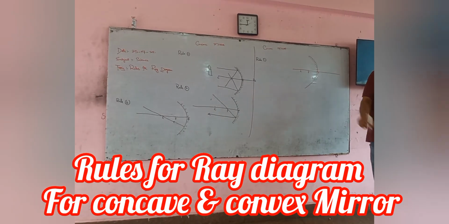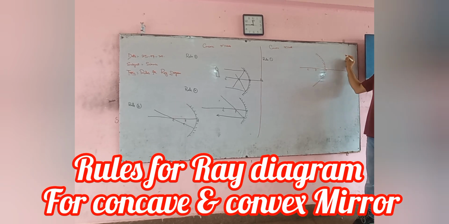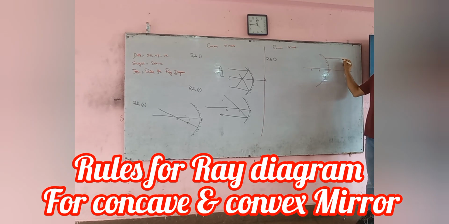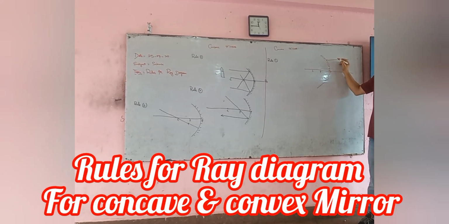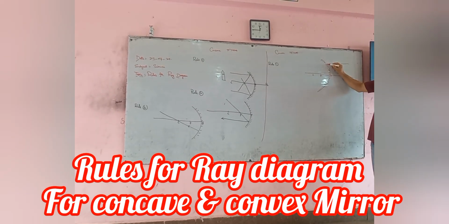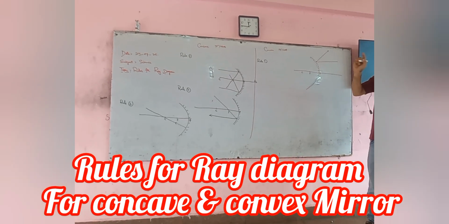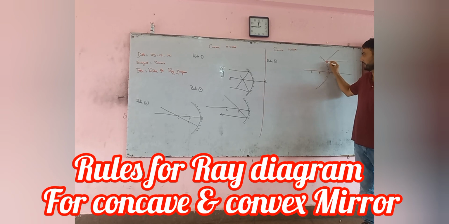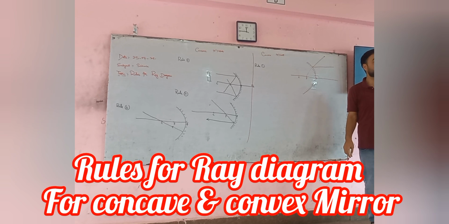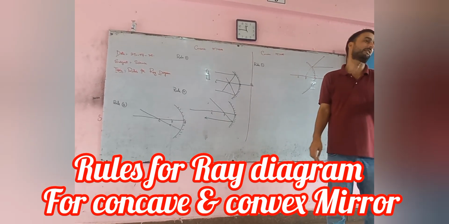Rule number one is, reflection will occur on the outward surface. If the incident ray is parallel to the principal axis, this is an incident ray, what is the direction of the reflected ray? Will it pass through the principal focus? No. The direction of the reflected ray will be like this. It will move away from the principal focus. The principal focus is shown by a dotted line behind the mirror. That's why a convex mirror is known as a diverging mirror. The reflected rays diverge.